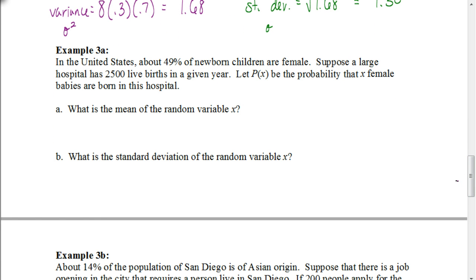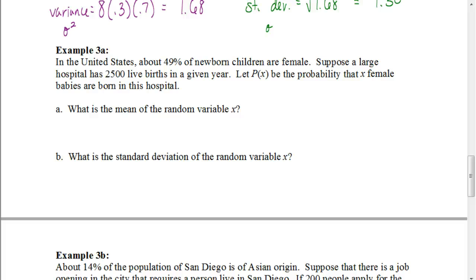Let's look at another one together. In the United States, about 49% of newborn children are female. Suppose a large hospital has 2,500 live births in a given year. Let P of x be the probability that x female babies are born in the hospital. What is the mean of the random variable x?